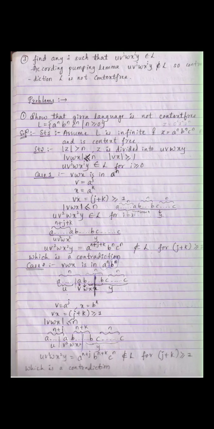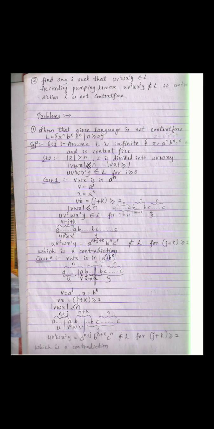Step 3, what happens? Find any i such that u v raised to i w x raised to i y belongs to L. According to the pumping lemma, if it does not belong to L, the language is not context free. It is a contradiction: initially you assume it is context free, and if it is not satisfied, then it is not context free. These are the 3 steps to prove that the given language is not context free.